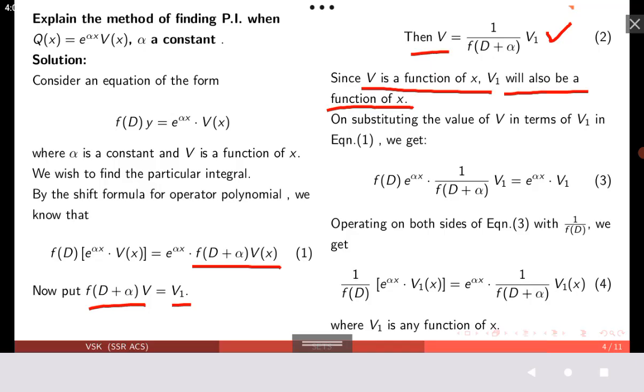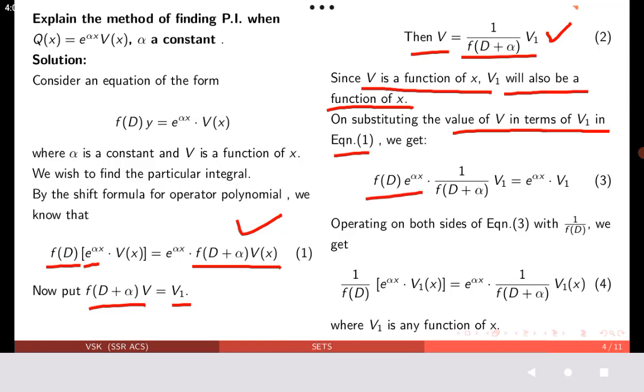On substituting the value of V in terms of V1 in equation number 1, this is equation number 1, we get on the left hand side F(D) of e to the power alpha x, and in place of V(x) we write 1 upon F(D plus alpha) into V1. So we get this expression. And on the right hand side, all these things will become V1. So this V1 is over here, and e to the power alpha x is as it is, which is written over here.